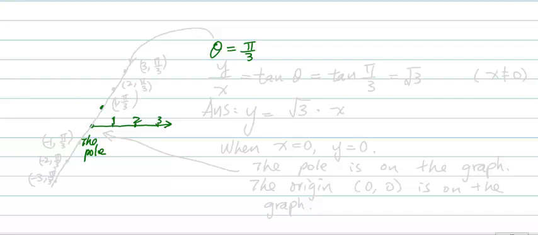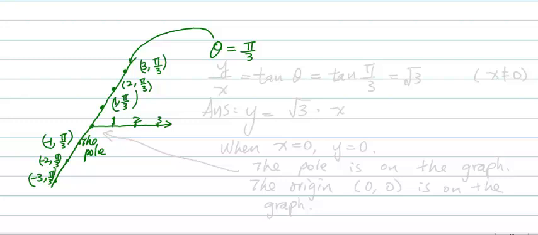So we have the point (1, pi over 3), (2, pi over 3), and so on. After we draw a few points, we will join them together with a smooth line. It looks like a straight line. We will solve this algebraically.